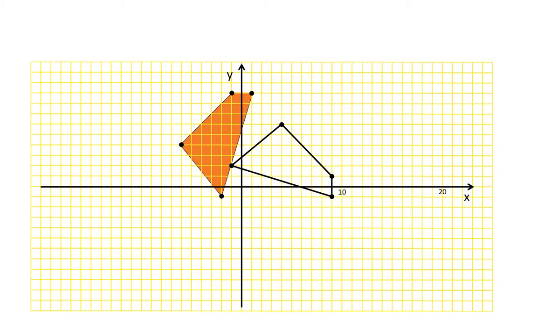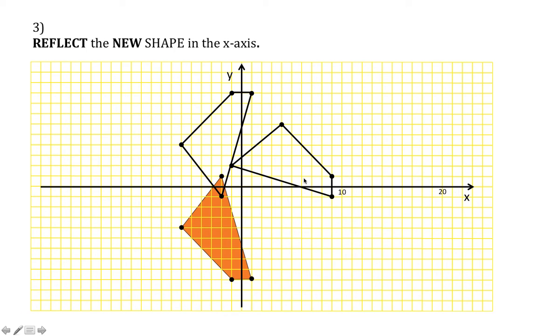The next thing was to reflect the shape in the x-axis. So the x-axis is this line here with the x values on. So you've got to imagine that that's a mirror line. So all of the points end up exactly as far away on the other side from the x-axis. So this point here ends up over here. This one that was under the axis ends up over it. This one ends up here. And this one ends up the same distance away here. So in fact, the shape and its reflection cross each other over, but that's okay.